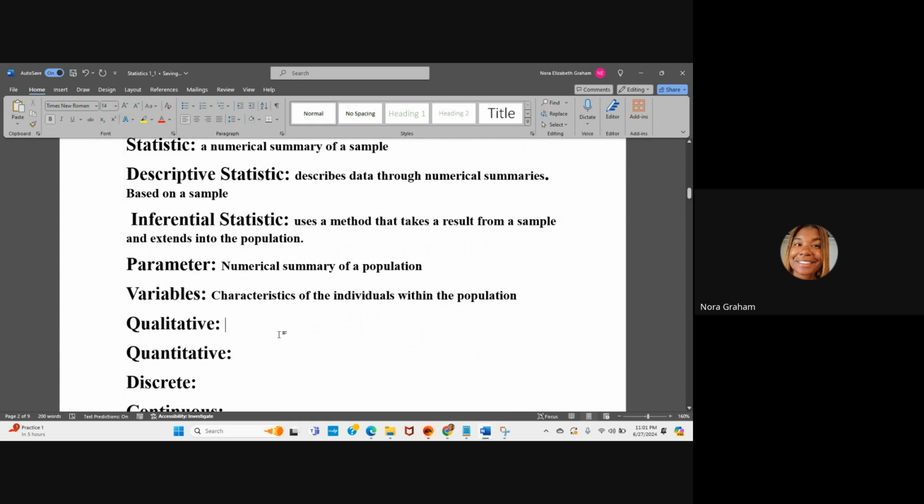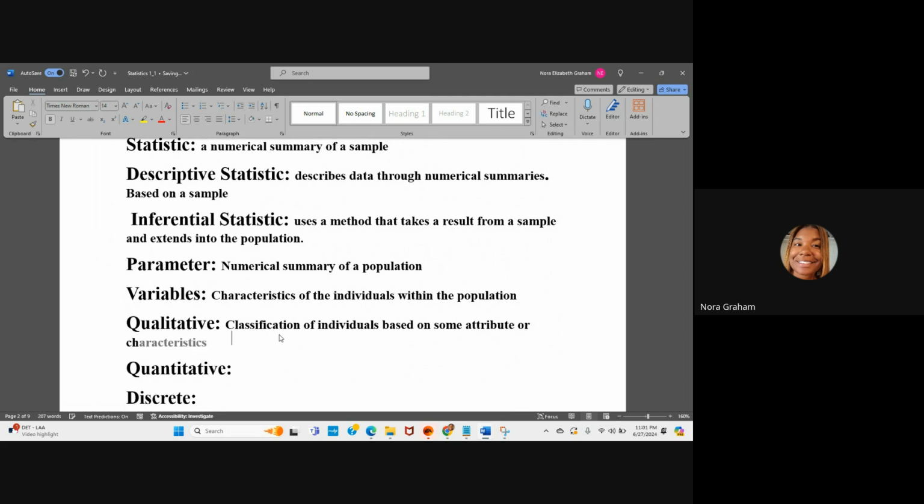Then we have qualitative variables. Qualitative variables allow classification of individuals based on some attribute or characteristic. So that's going to be characteristics like hair color, t-shirt size, or even zip code. Those are all qualitative variables, because they're not as much numerical.